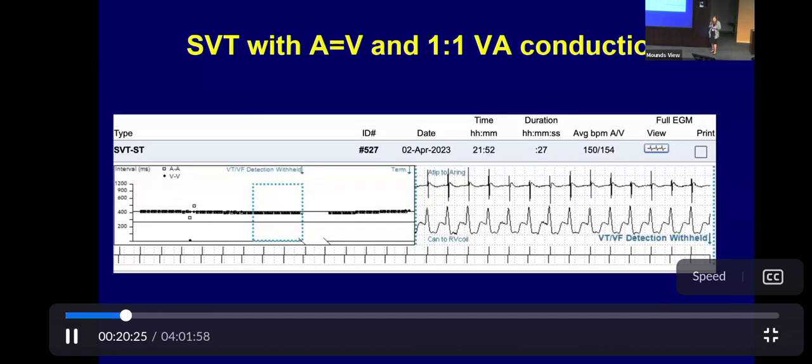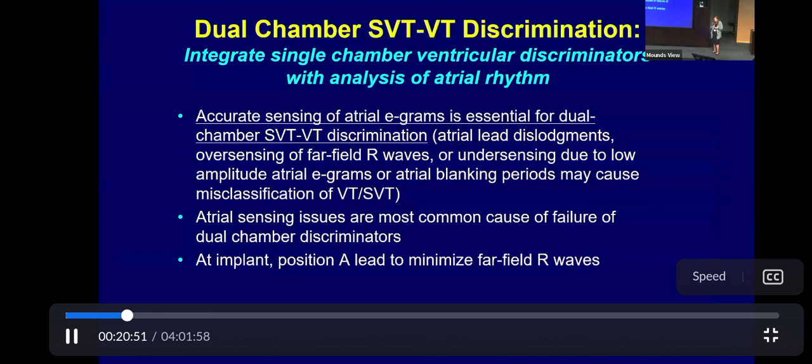This is one that is SVT. So the atrial rate is equal to the ventricular rate. You could see the atrial rate and the ventricular rate being identical on the left. But you could see that the VA time is very, very short there. And this was AV node reentry, and that's why you had such a short VA time. And therapy was withheld.